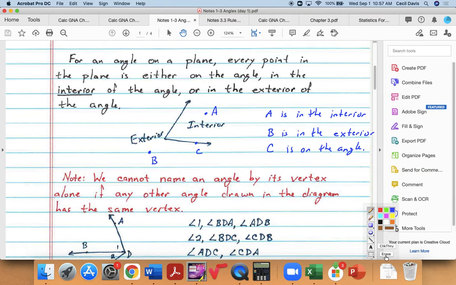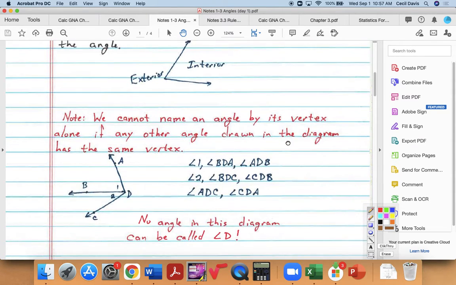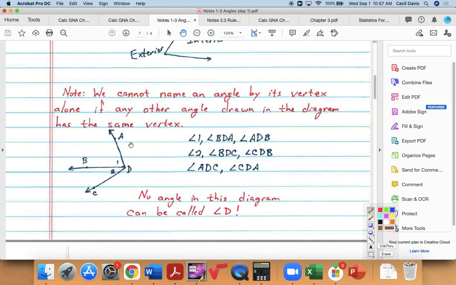Now, if you have more than one angle that have the same vertex, that's the point of the angle, then you can't name the angle by its vertex. So we're going to look at these. In this diagram down here, notice there are actually three different angles. So these are the angle names. This angle on the top, we can call angle 1.